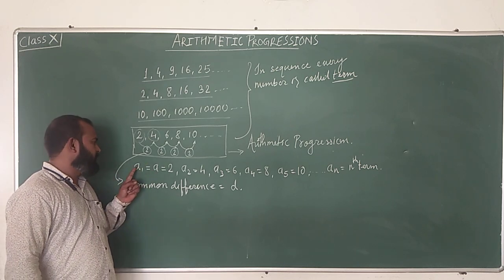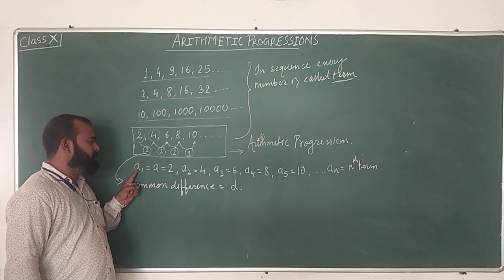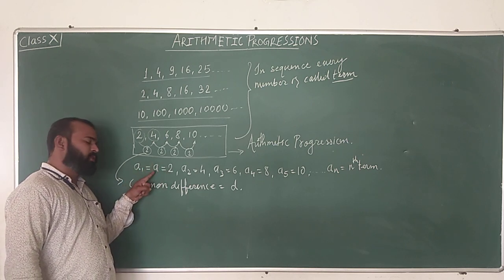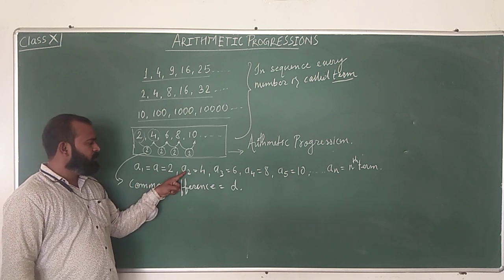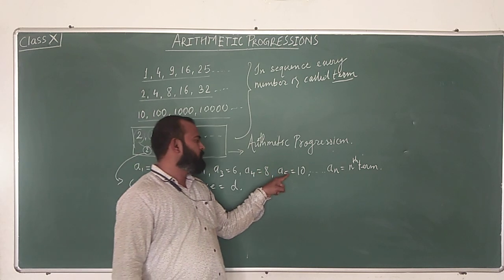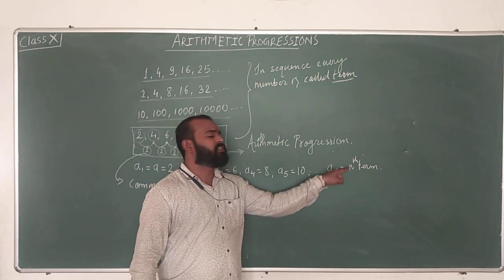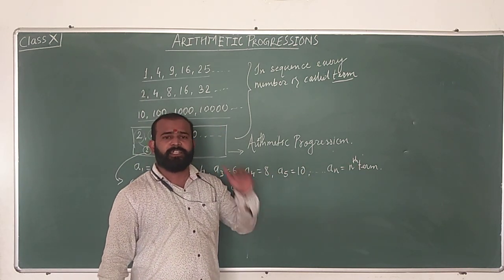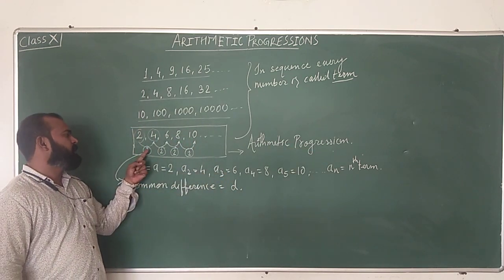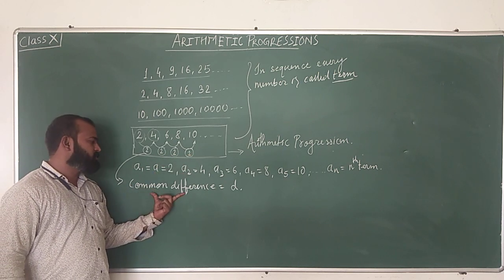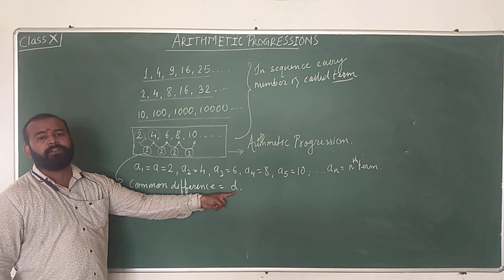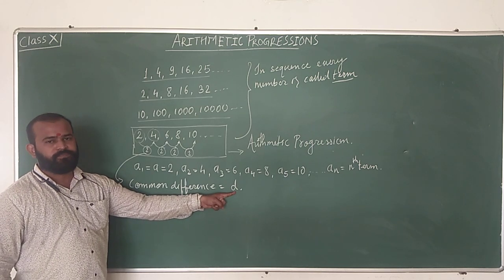Okay, here every term is denoted by A. A1 means first term, can also be denoted by only A. A2 second term, A3 third term, A4 fourth term, and nth term is denoted by An. Later on, that unique number is called as common difference, which is also denoted by the letter D.